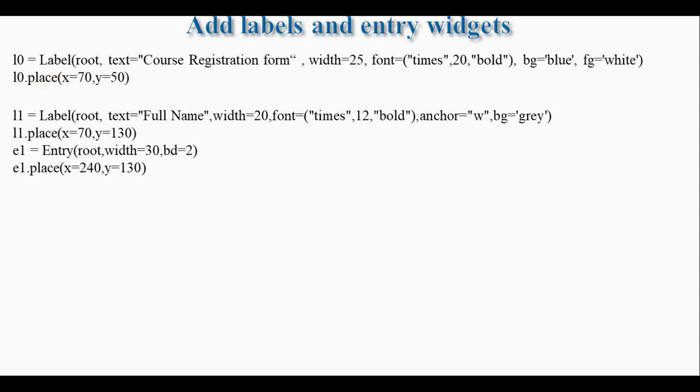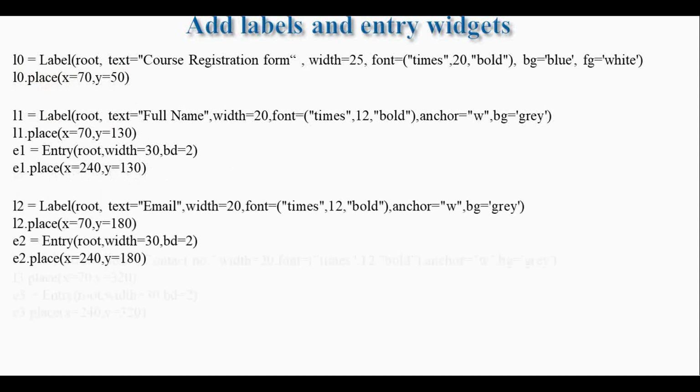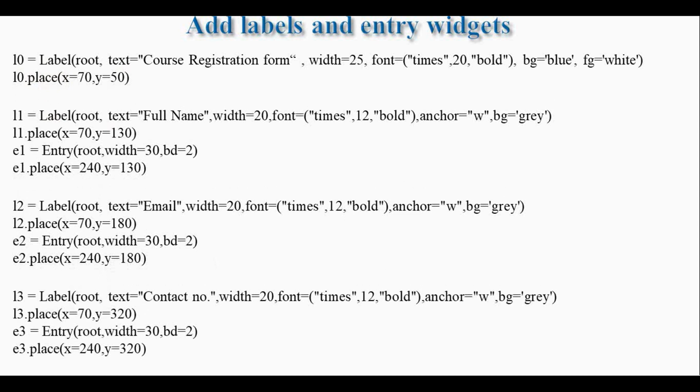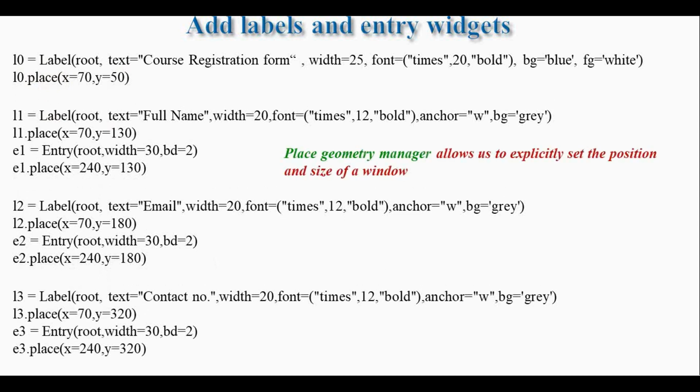Then I have created labels for name, email ID and contact number. With this place geometry manager, you can explicitly set the position and size of the widget. There are three types of geometry managers. In the last video we have seen pack, here we are seeing place, and one more is grid. So now we are using the place geometry manager here. Okay, fine.